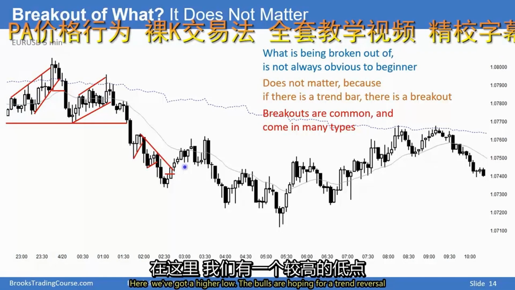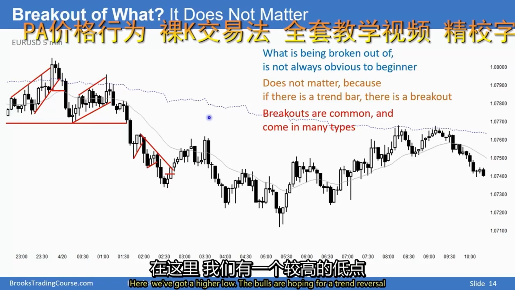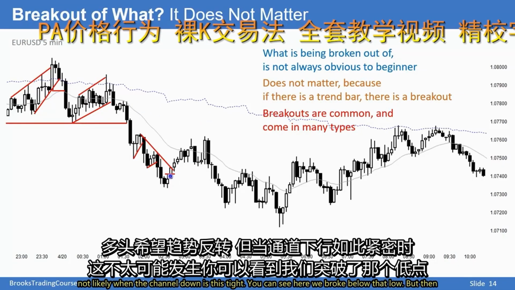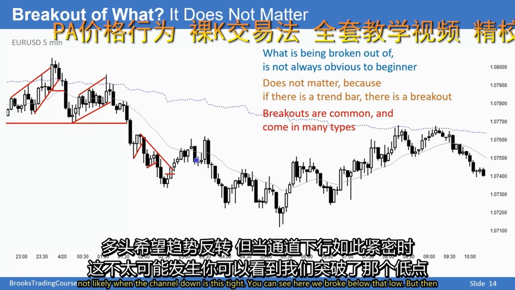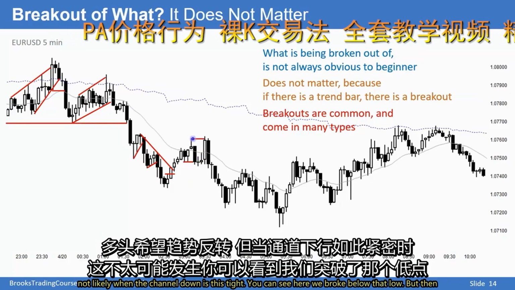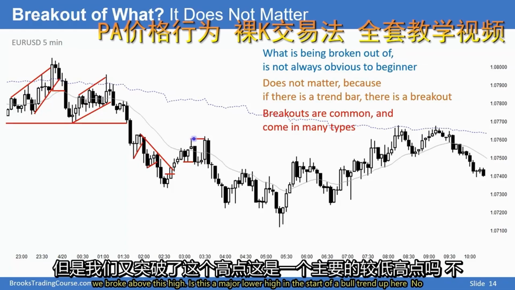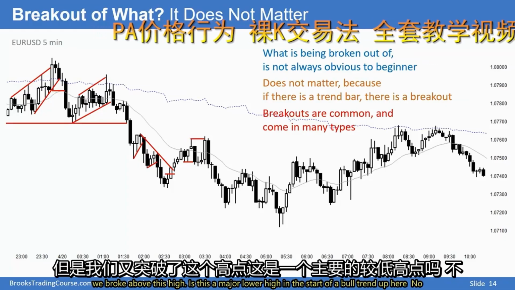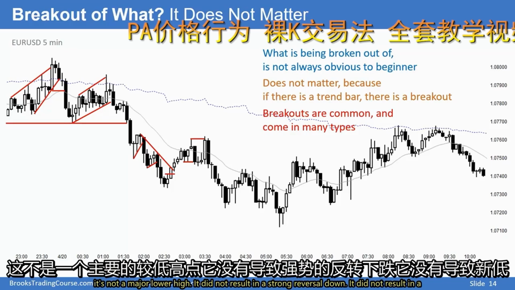Here, we got a higher low. The bulls are hoping for a trend reversal, not likely when the channel down is this tight. You can see here we broke below that low. But then we broke above this high. Is this a major lower high in the start of a bull trend up here? No, it's not a major lower high.